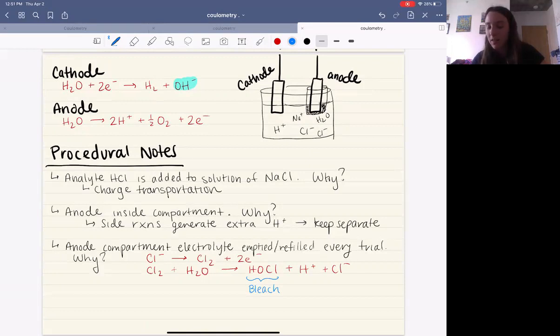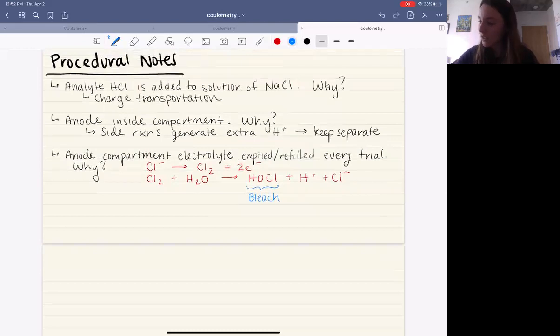anode compartment electrolyte. But again, why do we need to empty it out and refill it? Well, this bleach can actually interact with our indicator and make it useless. And we do need an indicator, which gives me the perfect segue into the fact that we're using an indicator. Like I say, you may have done this neutralization before using phenolphthalein. This time we're providing electrons, and how are we going to know when to stop providing electrons? By using an indicator to spot the endpoint.